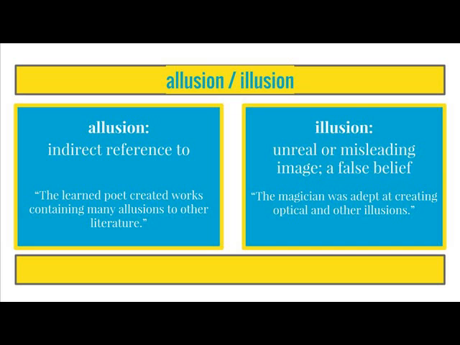Allusion signifies an indirect reference to something. The learned poet created works containing many allusions to other literature. Illusion refers to an unreal or misleading image or a false belief. The magician was adept at creating optical and other illusions.